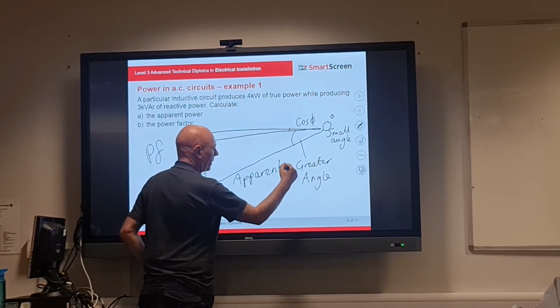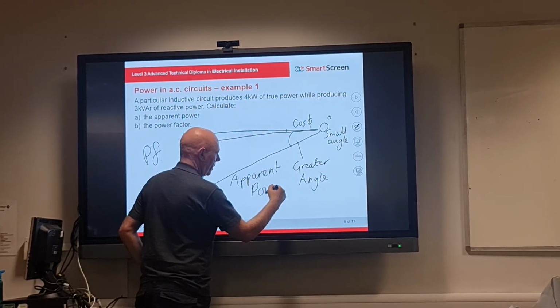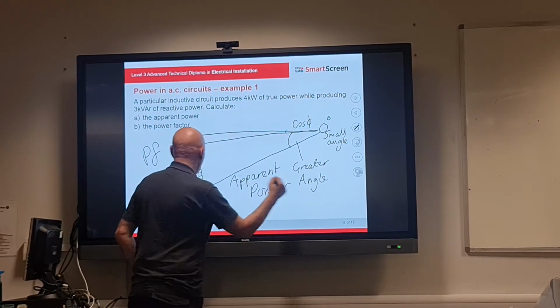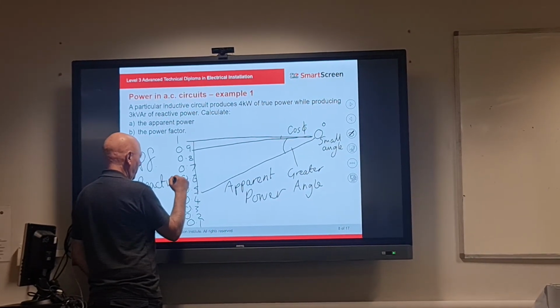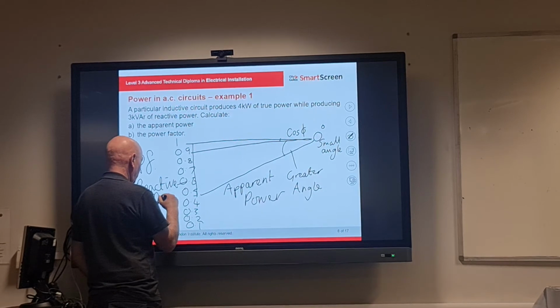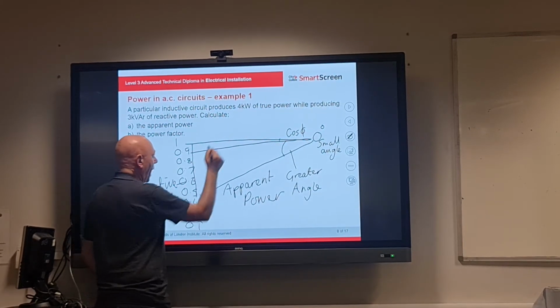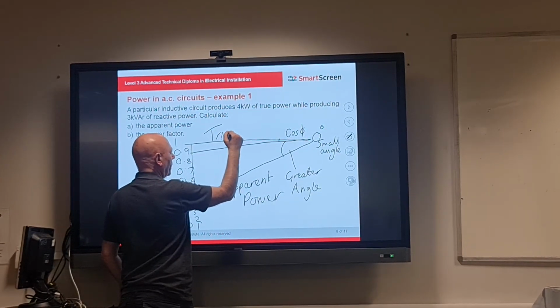So there's a reactive power. Reactive power the other way. There you go. So this is our reactive power, isn't it? And therefore, this is our true power.